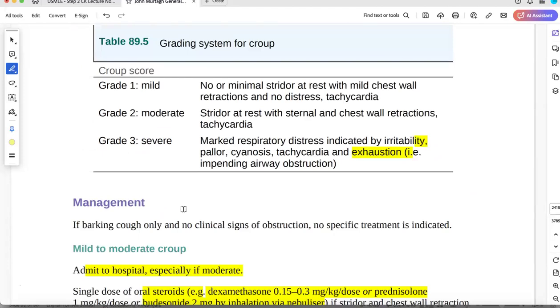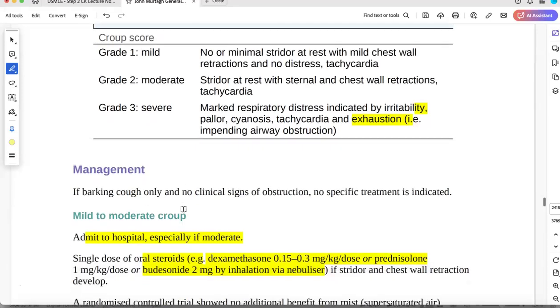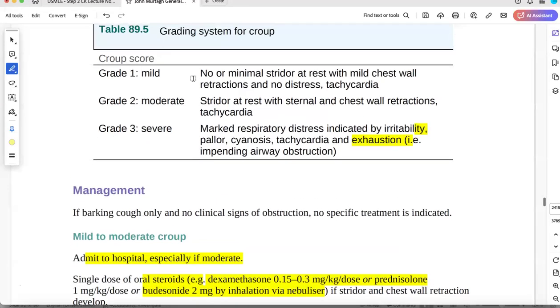Croup treatment depends on the severity of croup. You have to find out from the stem whether it is mild, moderate, or severe. Mild to moderate is the same treatment; severe is a different treatment. So first think about what is severe croup. Severe croup will have marked respiratory distress. They will be irritable, cyanotic, and quite exhausted. The main thing is the mental status of the child.